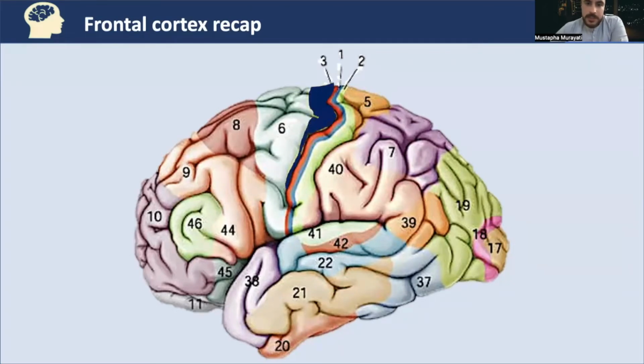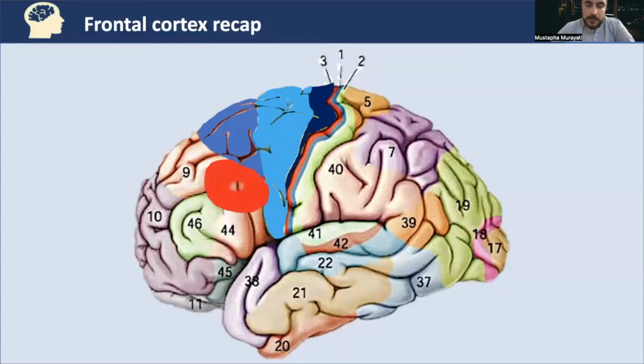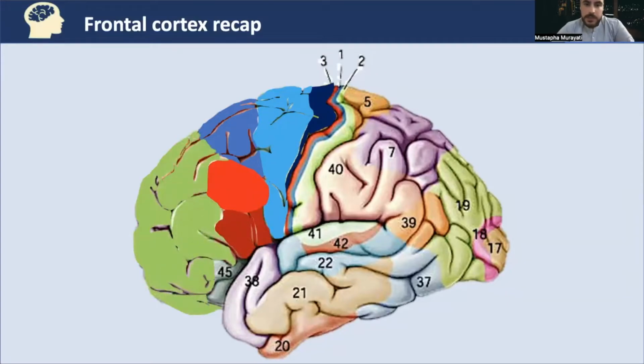Okay, the first gyrus in front of the central sulcus is the precentral gyrus, which is the motor strip. In front of it, the premotor area. In front of it, the supplementary, and then we have the frontal eye field. Here is Broca's area, and this is the prefrontal cortex in the green.